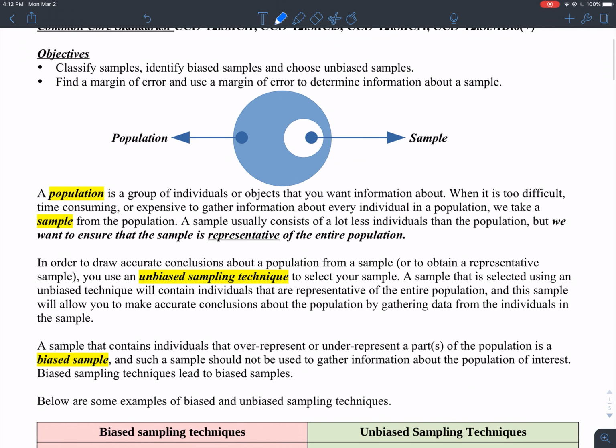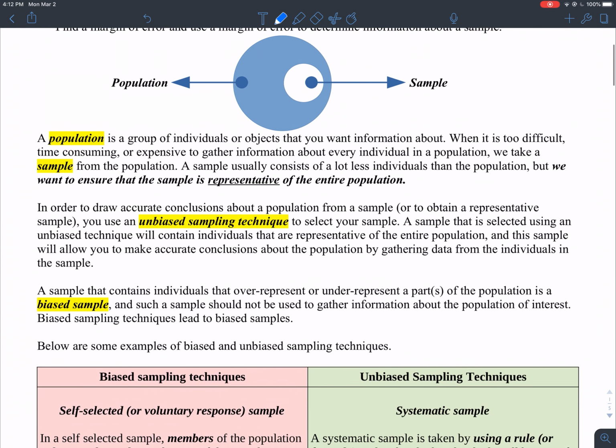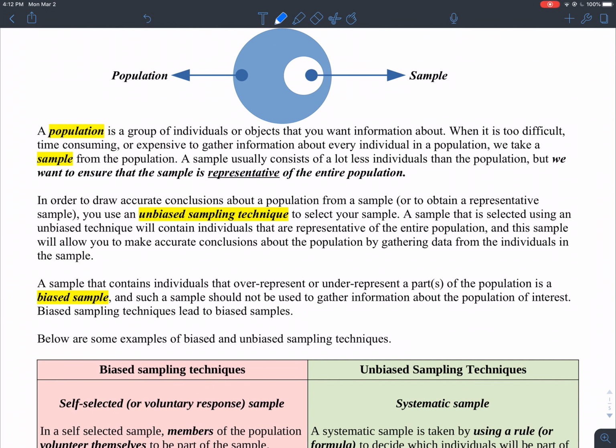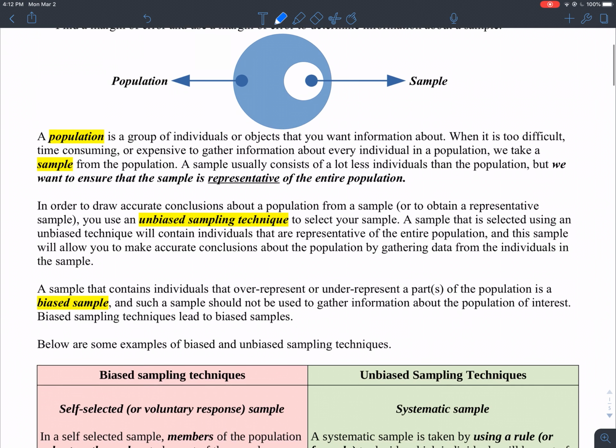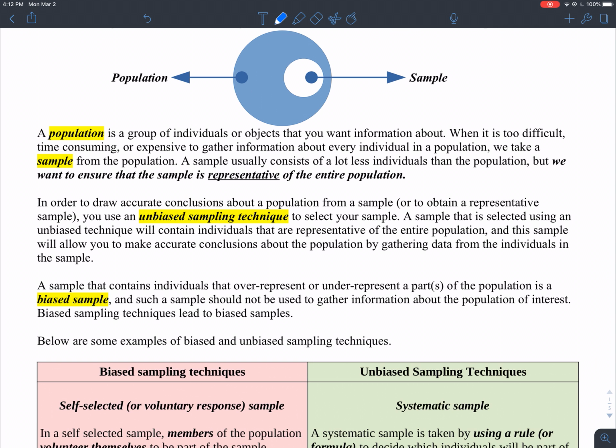Okay, so first of all, I drew a little picture for you. This is not in your textbook. Actually, a lot of this is not in your textbook because your textbook doesn't quite outline it this way. So I put some things together for you.